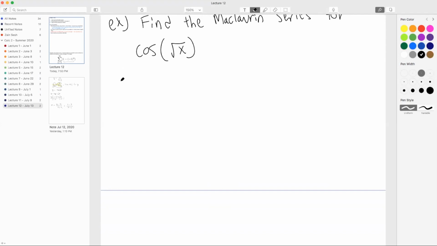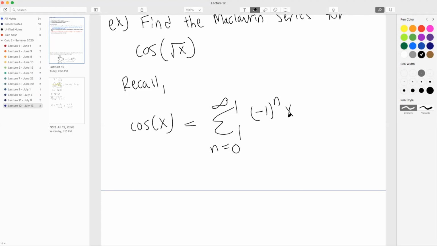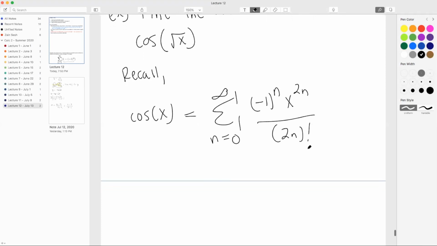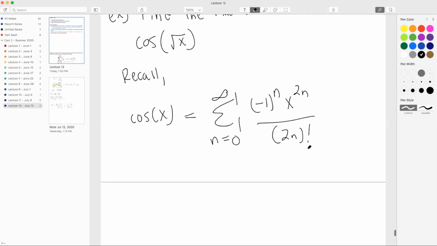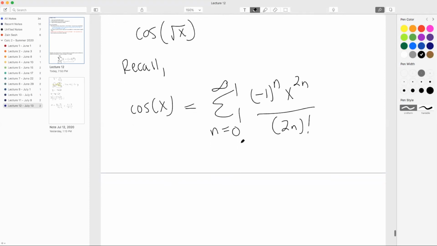Okay, so recall cosine of x has the following Taylor series. So cosine of x is equal to this as a Taylor series. This is from earlier in class. It's the sum of -1 to the n multiplied by x to the 2n over 2n factorial. Now all I need to do is wherever I see an x, I plug in a square root of x.